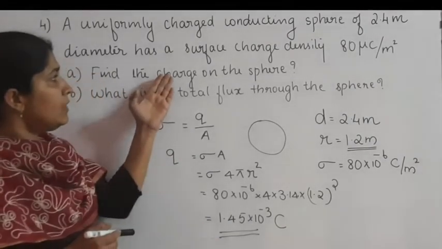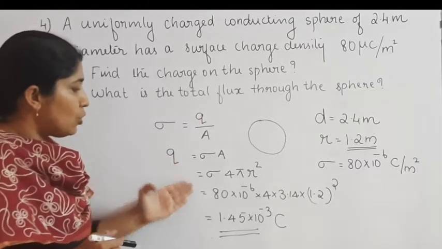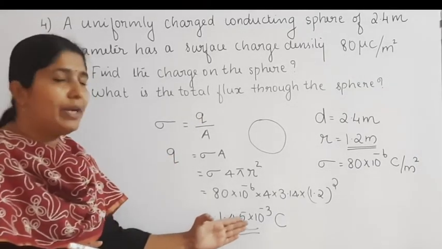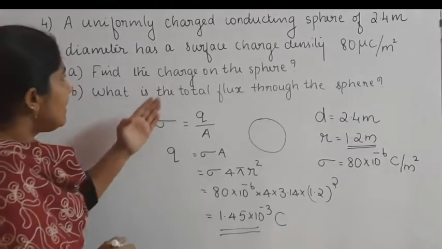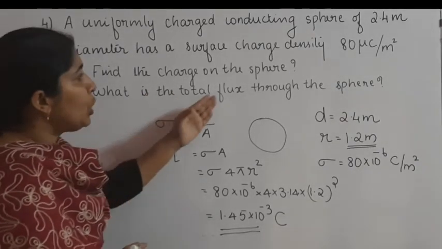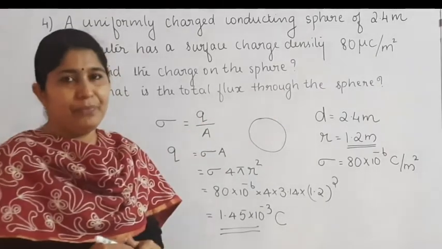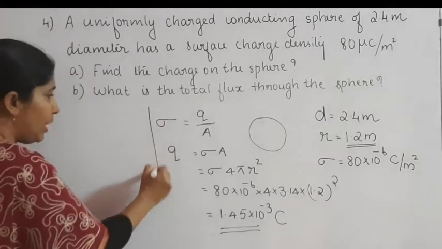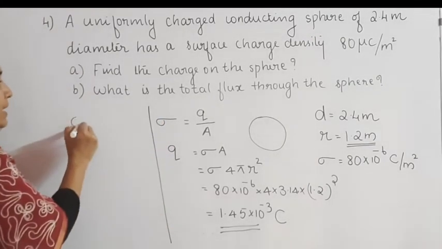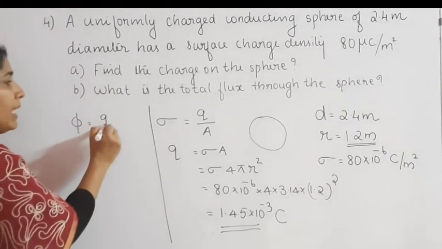Our first question is find out the charge on the sphere. The charge on the sphere is equal to 1.45 into 10 raised to minus 3. Okay. Now, in the second question, find out the total flux through the sphere. We want to find out flux through the sphere. What about flux? Flux phi is equal to Q divided by epsilon 0.